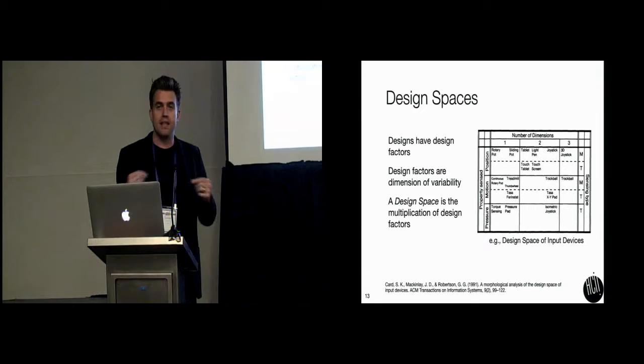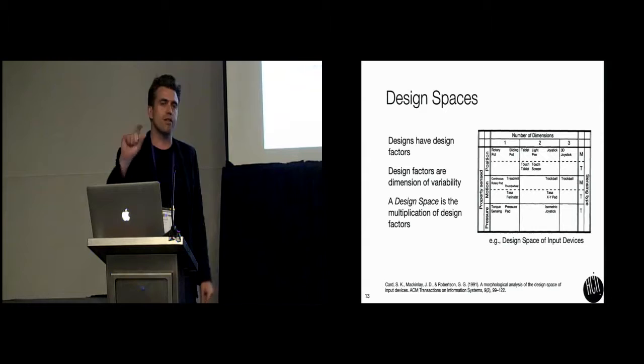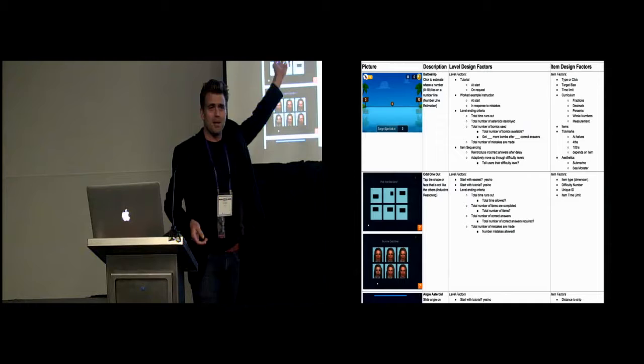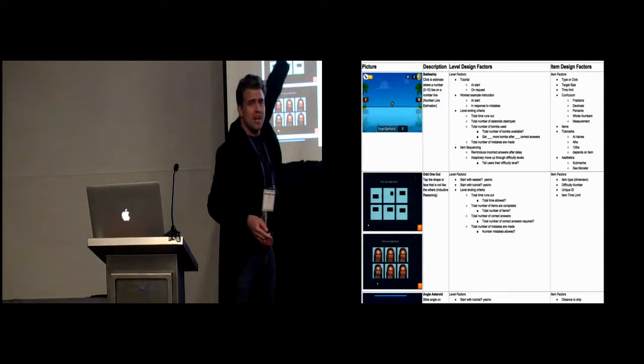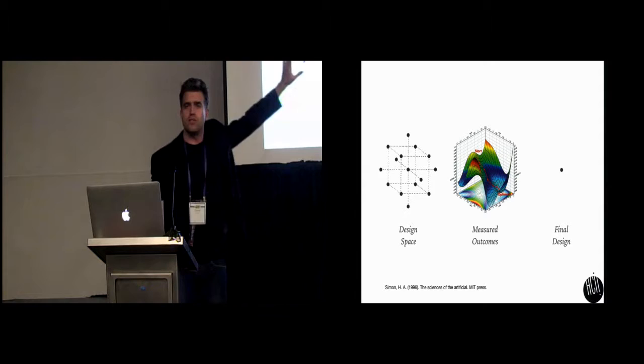In this case, you've got these different dimensions of input, whether it's one-dimensional input or two-dimensional input, and whether you're using motion or position. What I do is I just took this as a Google doc screenshot, because I'll have all these games, and all these different design factors, and we represent how things could vary. And then at the end of the day, you just choose one. But what we're trying to do here is create this design space, figure out some way to measure the outcomes, and then choose the final design.